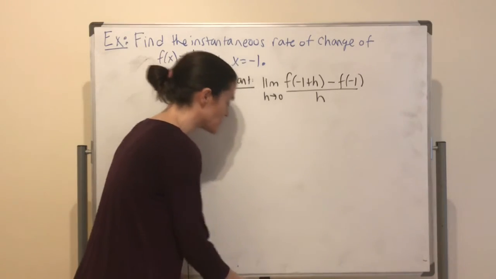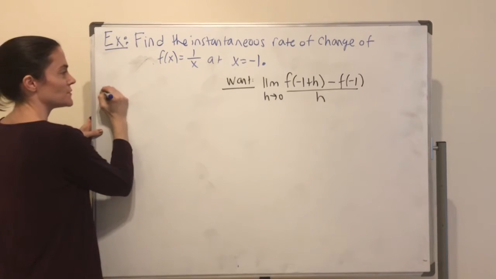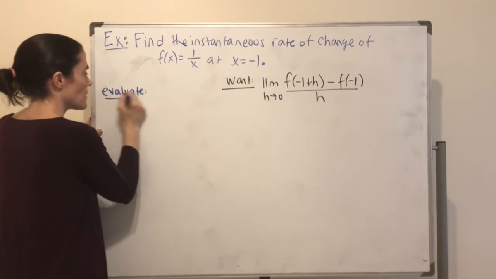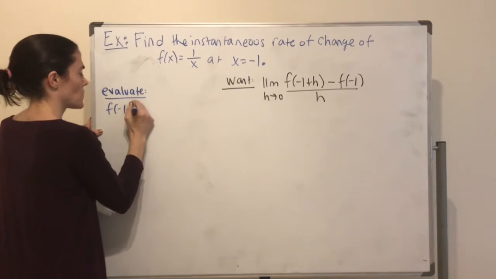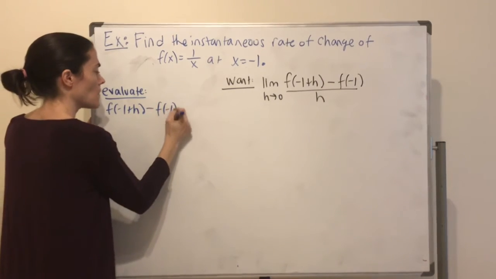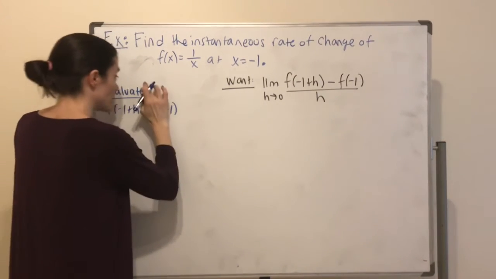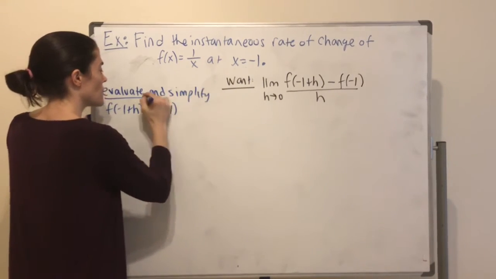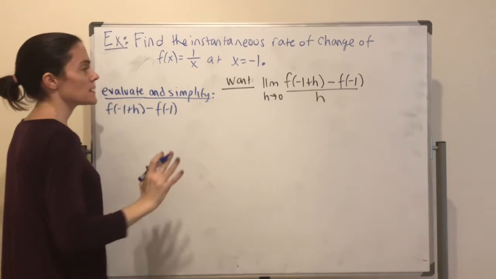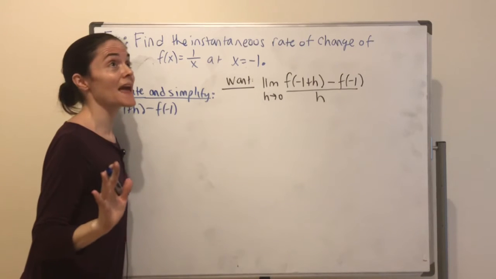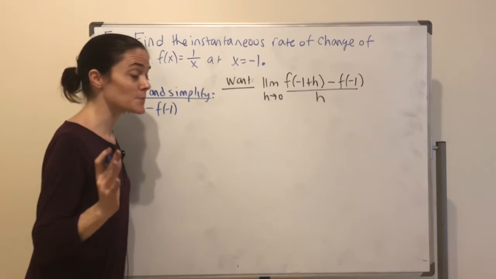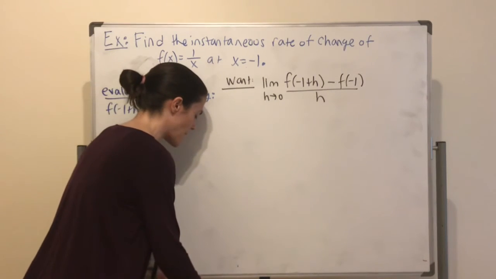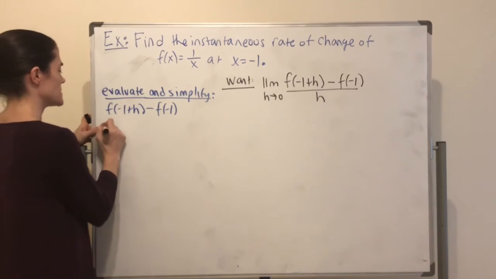But what we can do is evaluate the numerator. This is the change in f, and simplify. So I will add that, and simplify. Okay? And then, once we simplify this, we will divide by h, and then we will just plug in h equals 0. Okay, so let's first do this. Let's evaluate and simplify this quantity. What is this? Here we go.